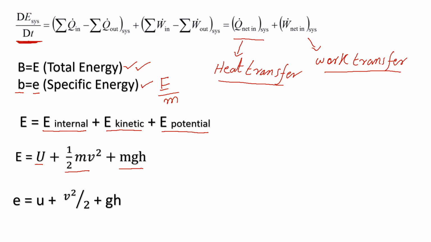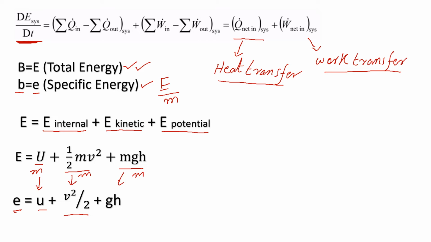Now if I divide these terms by mass, I get my intensive properties. These are my internal energy, my kinetic energy, and my potential energy per unit mass. So the intensive property in this case is my total energy per unit mass, and this is what it is equal to.